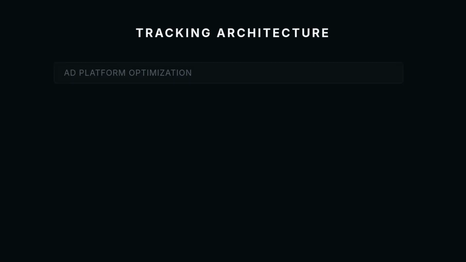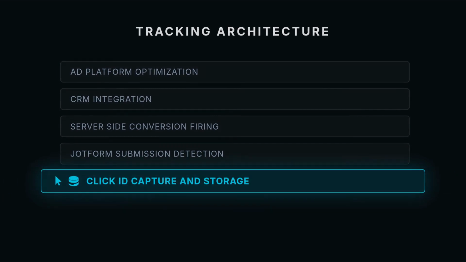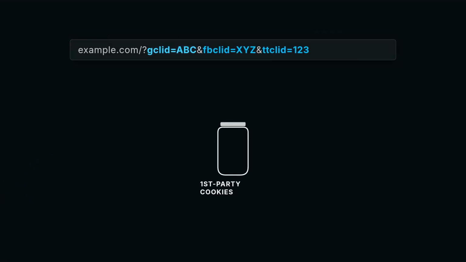Here is the complete tracking architecture. 4 layers. Layer 1, click ID capture and storage. When someone lands on your website from an ad, we capture the GCLID, FBCLID and TTCLID from the URL and store them in first-party cookies.